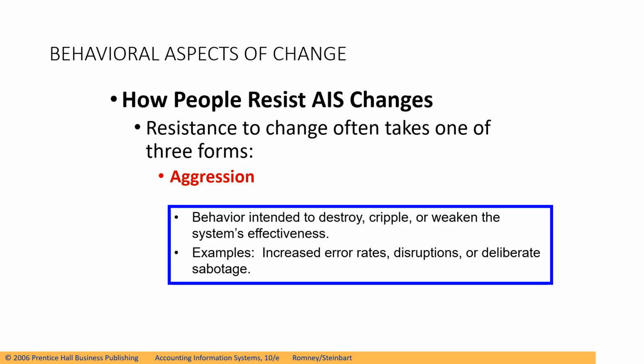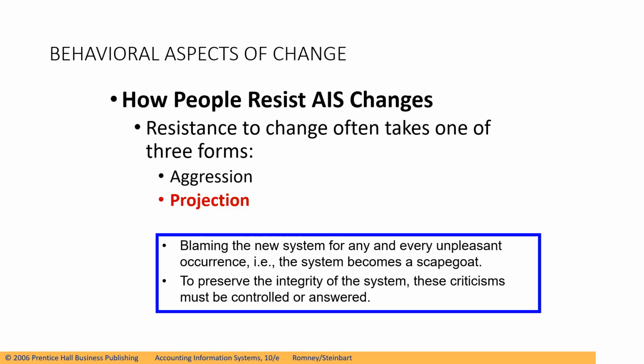How people resist AIS change. Resistance to change often takes one of three forms. Aggression: behavior intended to destroy, cripple, or weaken the system's effectiveness. Example, increased error rates, disruptions, or deliberate sabotage. Projection: blaming the new system for any and every unpleasant occurrence. The system becomes a scapegoat.